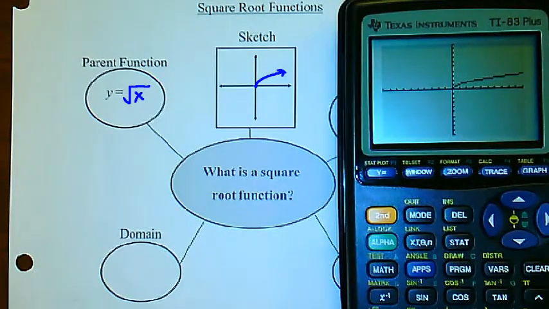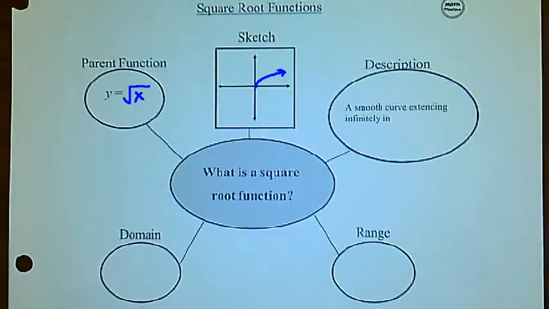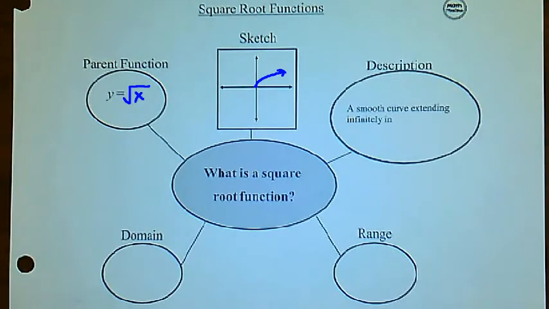Remember, the domain is, and we can do this, sketch. Okay, our domain is the x values, and the range is our y values. Okay, so when you take the square root of a number, there is no possible way that you can get a negative, right? Similarly, there's no negative number you could square root that will get you a negative.